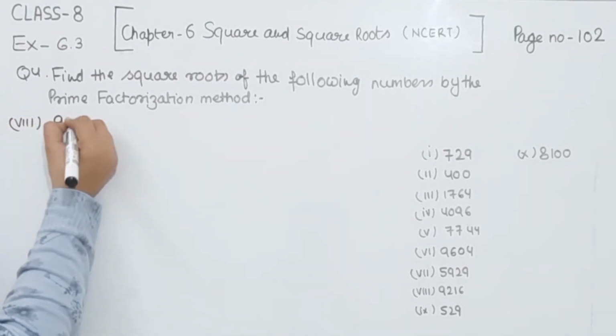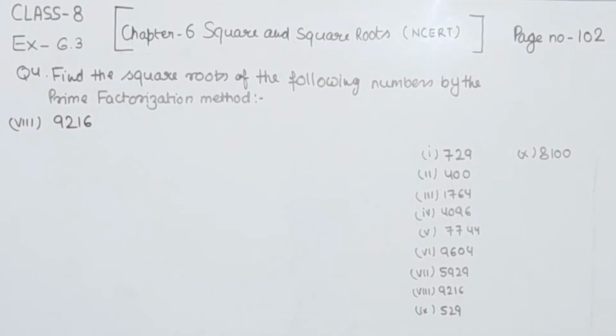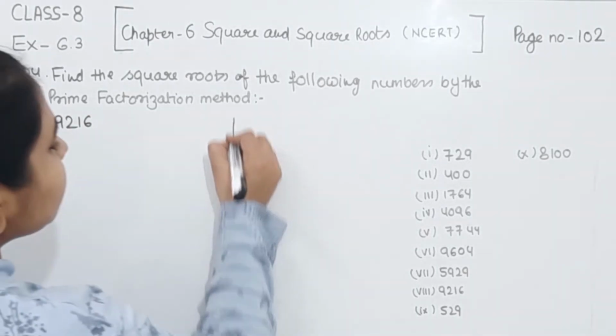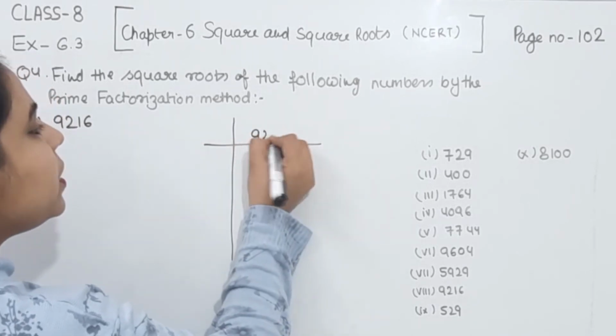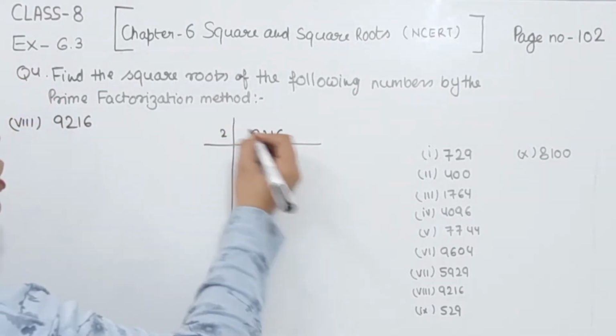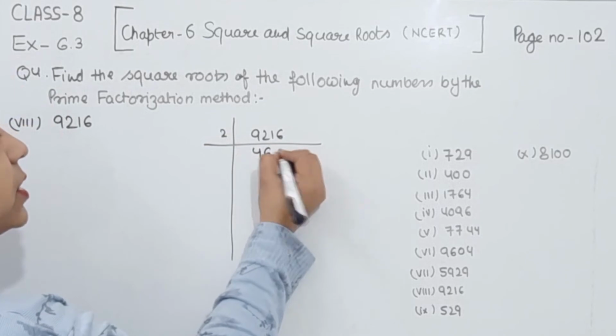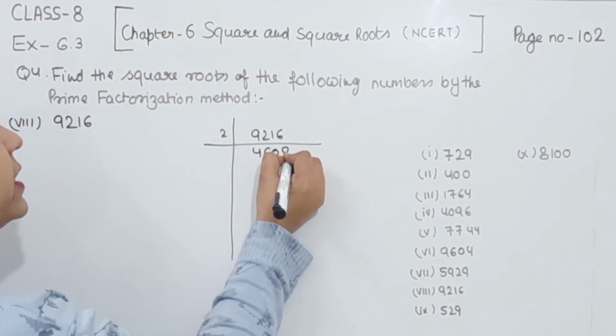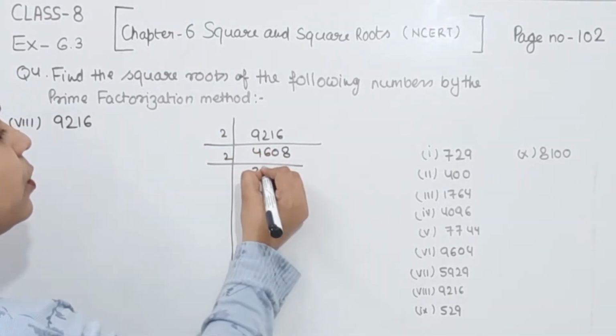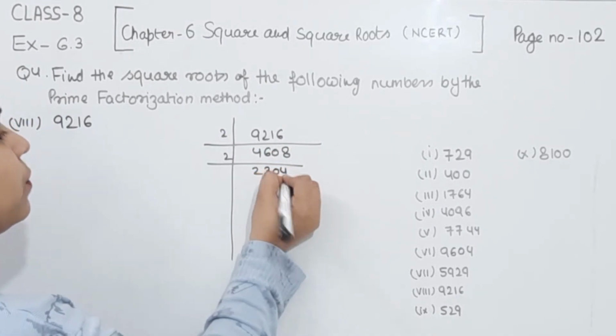Number we are having 9216. So first of all we are going to factorize this one. I'm going to write here 9216. Start with the 2. 2 4s are 8, remainder 1, 2 6s are 12, 0, and 2 8s are 16. Now 2 2s are 4, 2 3s are 6, 0, and 2 4s are 8.